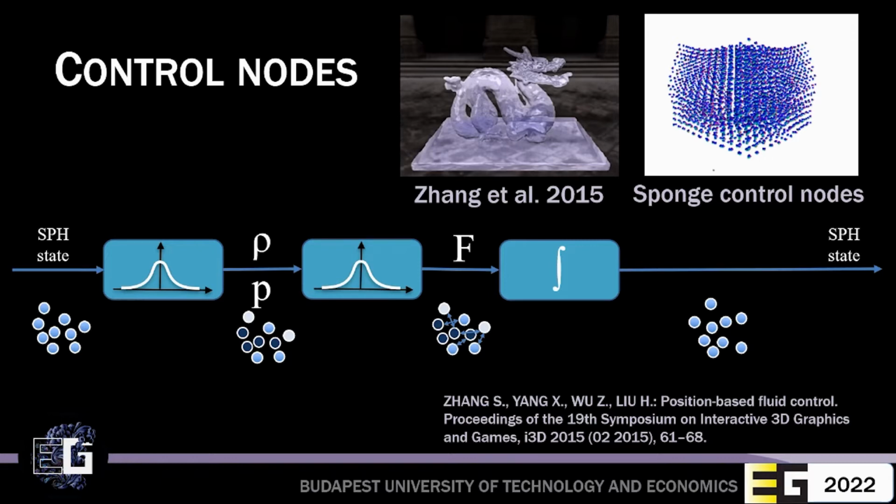A recent example is the work of Zhang and his colleagues. We augmented our classic SPH fluid simulation with control nodes. These control nodes introduce external forces. In general, these could be some non-physical effects to achieve some desired shape, like in the image on the slide. In our case, we use control nodes to mediate forces from the porous medium.